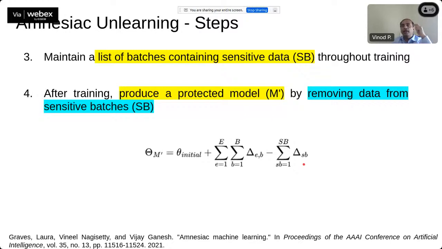But if you try to think, let us say you have 100 batches, and out of these 100 batches there are only two sensitive batches, because we can assume that there are only two data points which are sensitive and they are spread across two different batches. So we are performing this subtraction operation only two times.